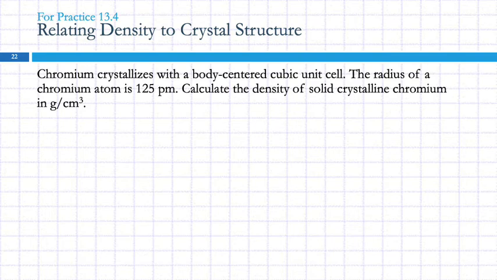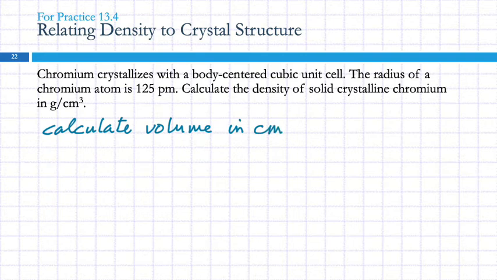Can we calculate the volume of this unit cell? Yeah, we just did that, right? So you can calculate the volume of the cell in cubic centimeters. Well, that's the denominator part that you want, right? Because density is mass divided by volume. So there's your volume. You're going to calculate that like we just did in the previous problem.